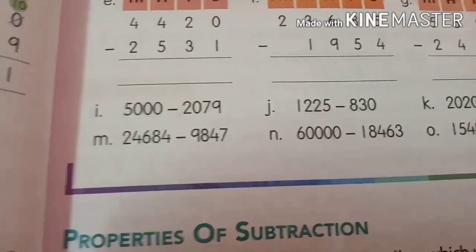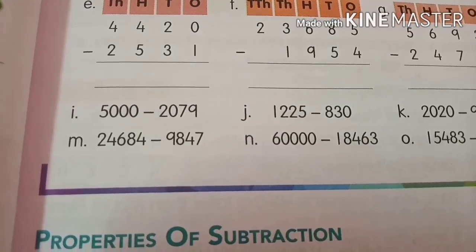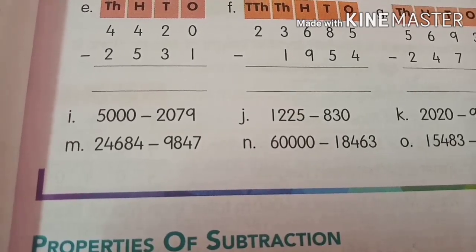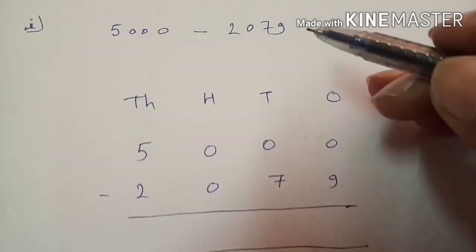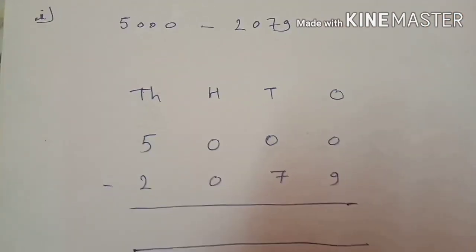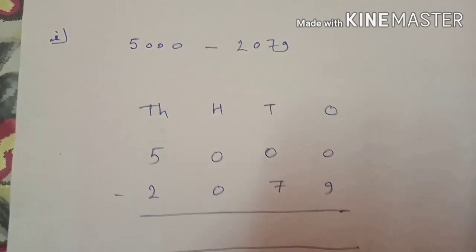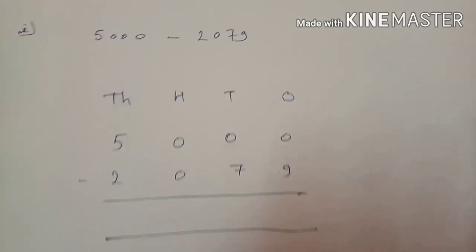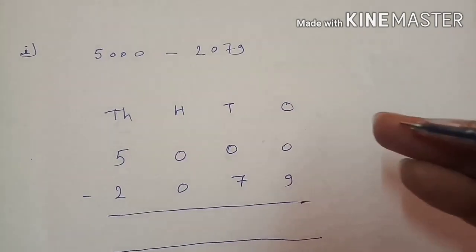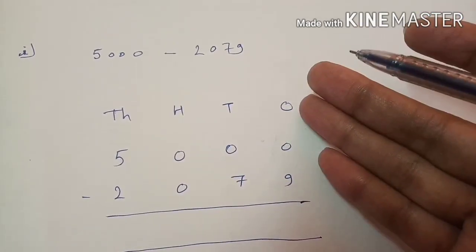Now we will take one more example of subtraction. Your question is 5000 minus 2079. This question is in horizontal form, so first of all we will convert it into vertical form. Remember this thing, always start subtraction from the last, from the ones place.